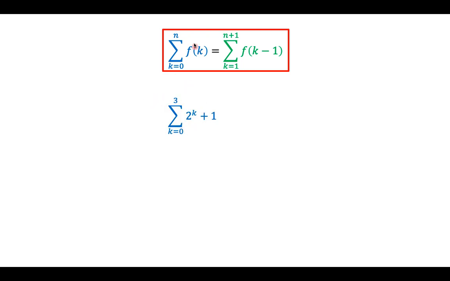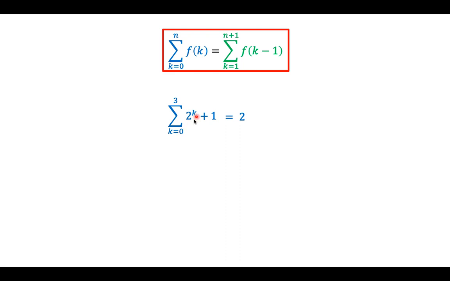So let's look at this. Say f of k was 2 to the k plus 1. Let's say something like that. Now let's see what happens when we find, say, this sum. So we put k is equal to 0. We're going to get 2 to the 0, which is 1 plus 1. That leaves us with 2.